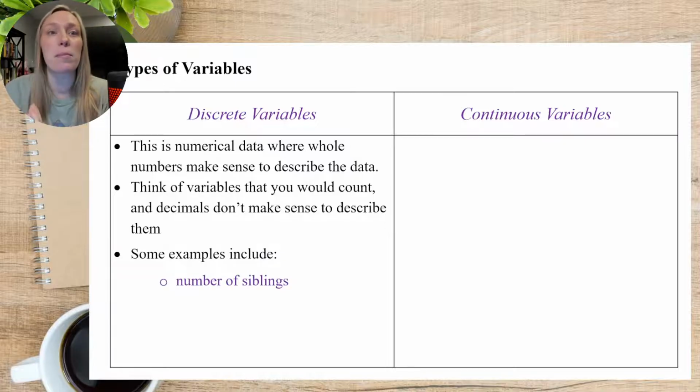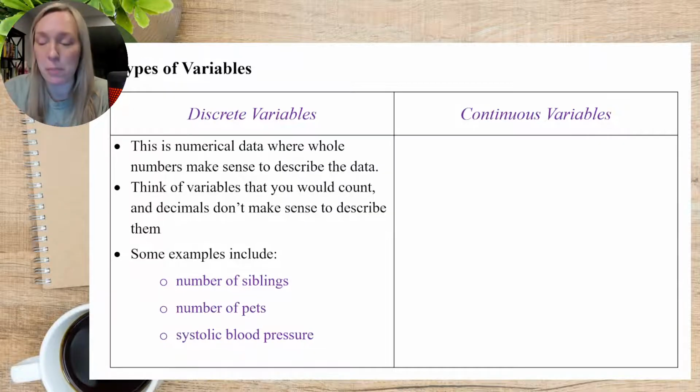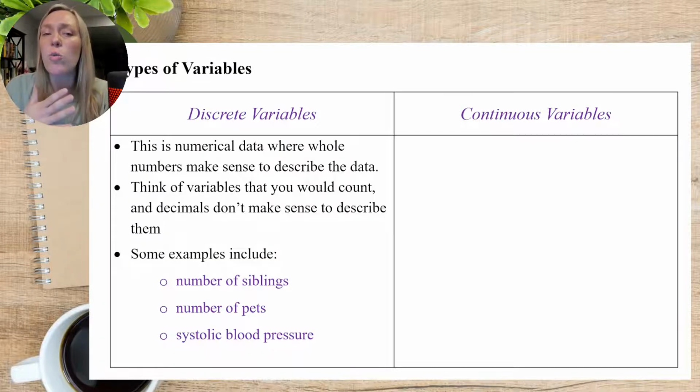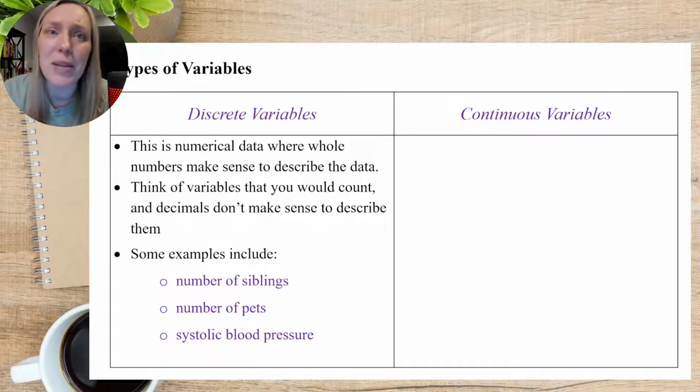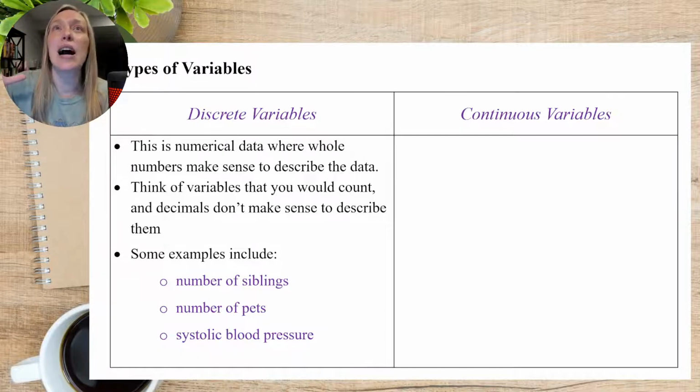When we describe number of siblings, we use whole numbers. I have one sibling, two siblings, three siblings. We don't generally use decimals to describe it. Number of pets, same idea, or even things like blood pressure. Blood pressure readings are given as whole numbers. Even though we can potentially describe them with decimals, like you have a half sibling, or things of that nature, we're looking at the majority of cases, and number of siblings is going to be described as discrete.